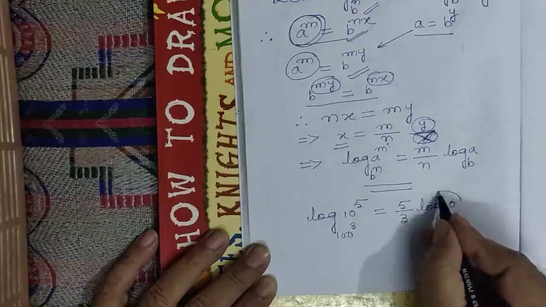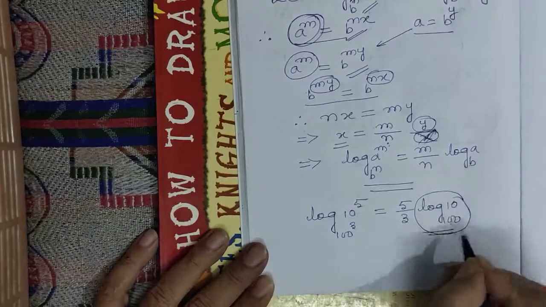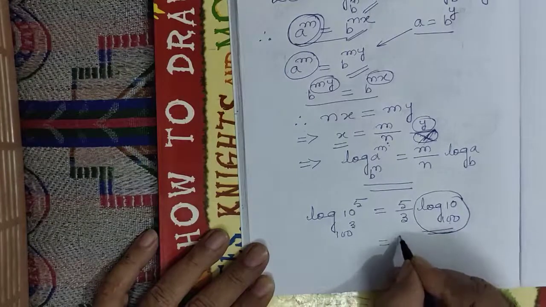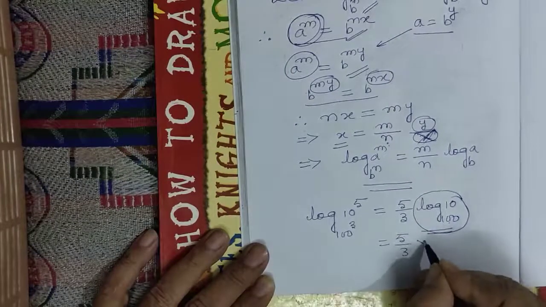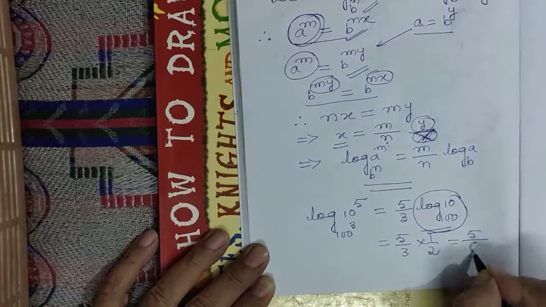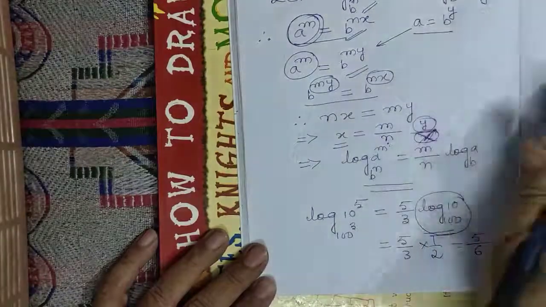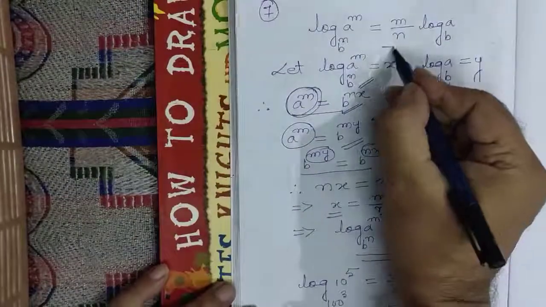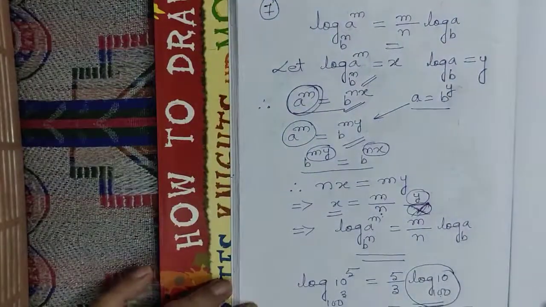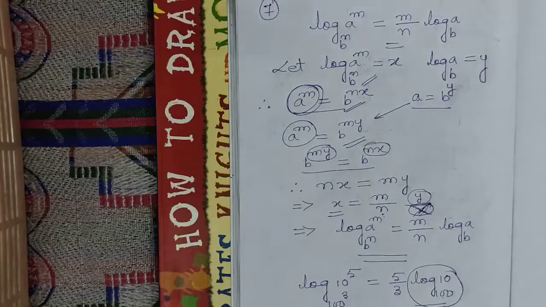Now, if you want to get the value of this, log 10 base 100 is definitely 1 by 2. So finally you can write it as 5 by 3 into 1 by 2. This you would get 5 divided by 6. So this log will be equal to this. Just one example of this above property. That's it. These 7 properties will be extensively used in JEE Mains and JEE Advanced.